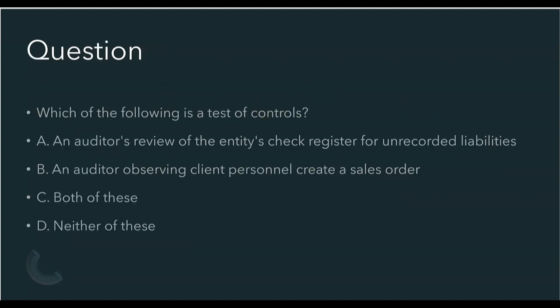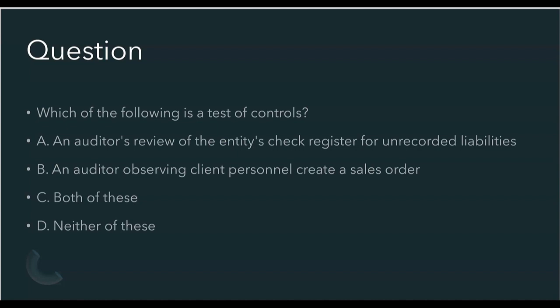Which of the following is a test of controls? A. An auditor's review of the entity's check register for unrecorded liabilities. So the auditor's looking at the company's check register, to see what checks were written, because they're looking for unrecorded liabilities. Well, that's an evidence gathering technique. When you're looking for balances like unrecorded liability balances, you're making sure that liabilities that should have been recorded were recorded. That's a substantive test. So A is not a test of controls.